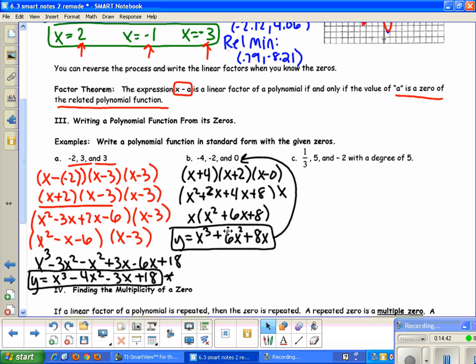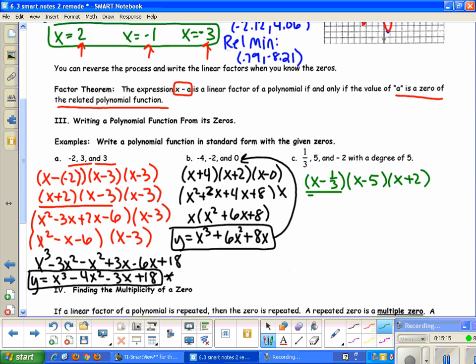If we look at this last example right here, we are given these zeros and we want to write something with a degree of 5. So if I'm given these zeros, the first thing I want to do is write them as linear factors. So this would be x minus 1/3 times x minus 5, and x minus -2 would be x plus 2. Now, if I were to multiply this out, I can tell that x times x times x would be x to the 3rd power. So I'm not going to have a degree of 5.